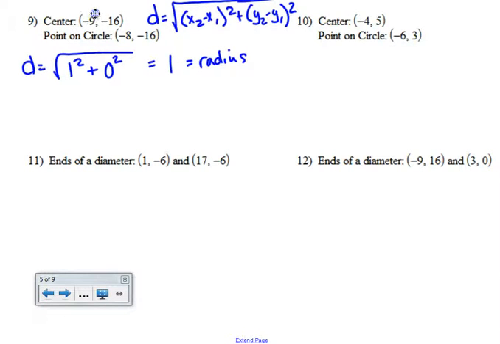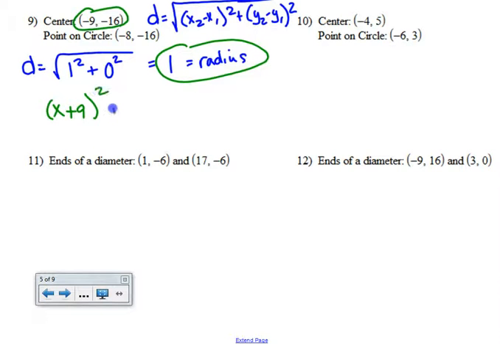So now I take the center point, which is that guy, and my radius of 1, and now I can plug that into the circle's formula. Careful, because it's opposites for the formula. X plus 9 quantity squared, y plus 16 quantity squared. And then at the end of the formula is always radius squared. Well, this one's a little boring because 1 squared is still a 1.